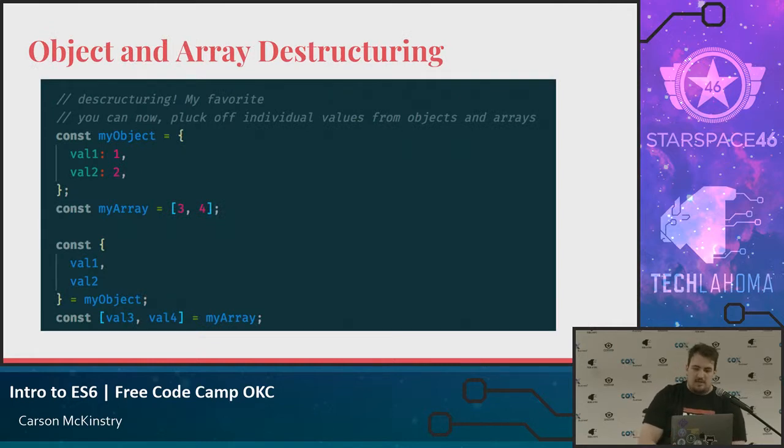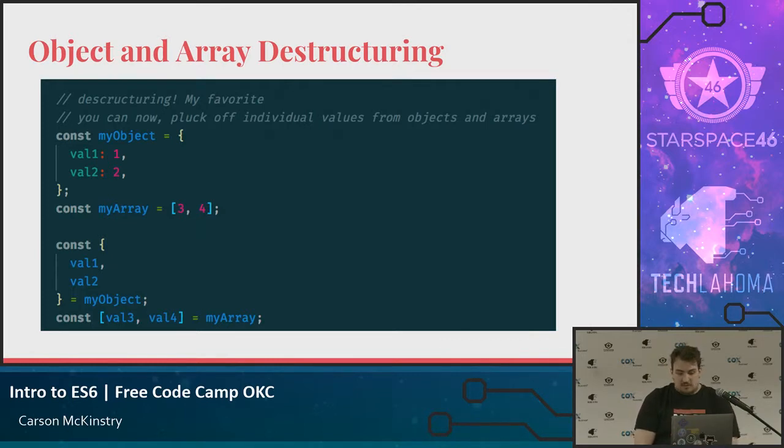Next, we're going to talk a little bit about destructuring. Destructuring is something that I find amazing. So say you're given an object or an array in this case. So you've got my object and then my array, and each of those has some sort of properties or values inside of them. So down here, what I'm doing is declaring val1 and val2, setting it inside of curly braces, and then setting it equal to that object, my object. What this will do is pluck those values off. So val1 will end up being equal to 1, val2 will end up equaling the number 2.